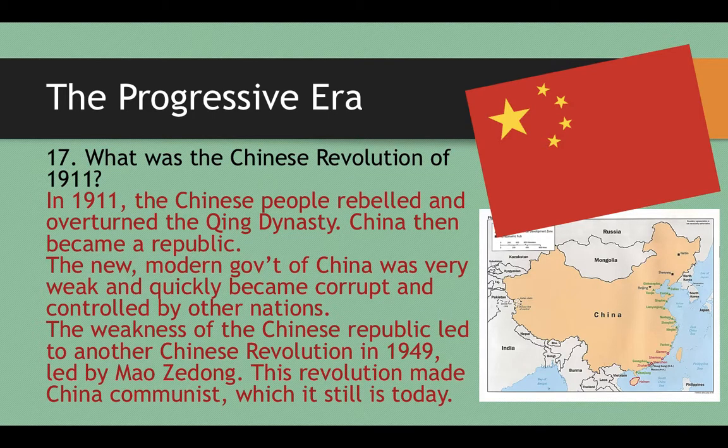So the weakness of the Chinese Republic actually led to a second Chinese Revolution in 1949, and this one was much worse. This one was led by Mao Zedong, and this revolution is what made China communist, which it still is today. We'll be talking more about communist China later on in this semester, but just to know for this unit here, 1911, that was the first Chinese Revolution.